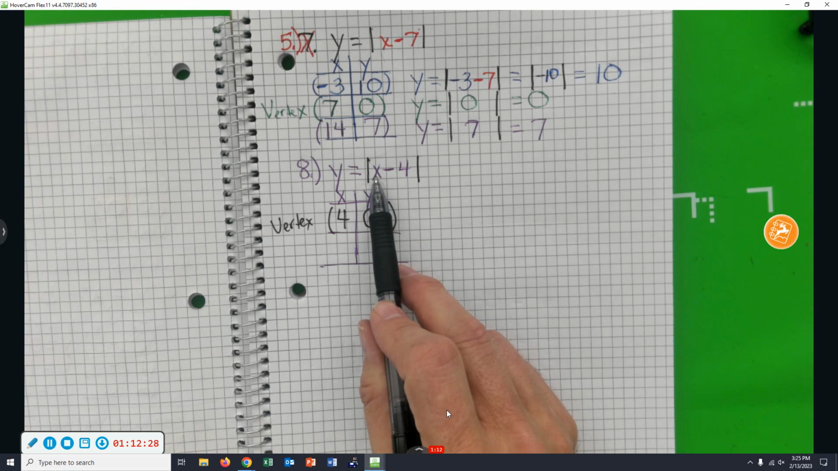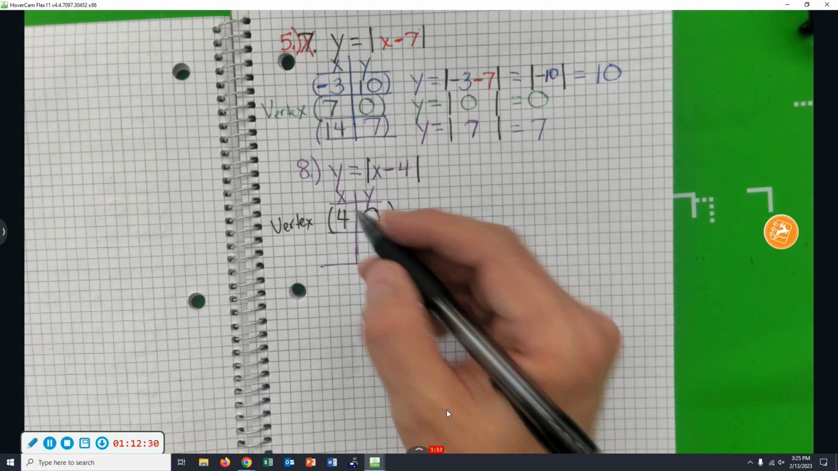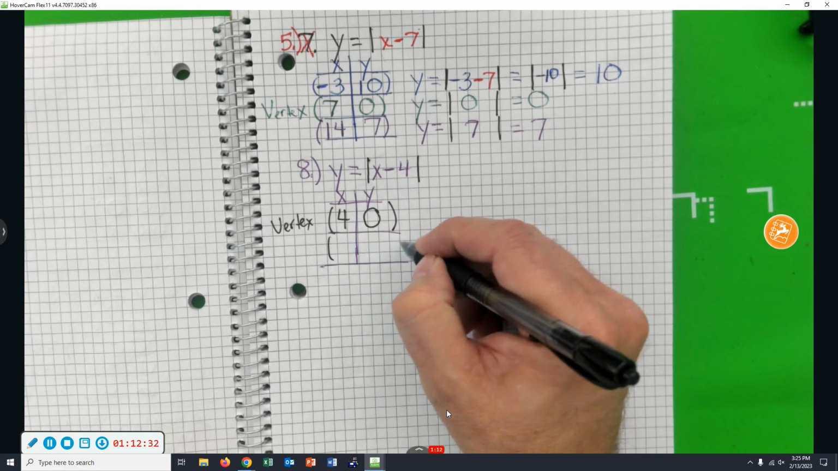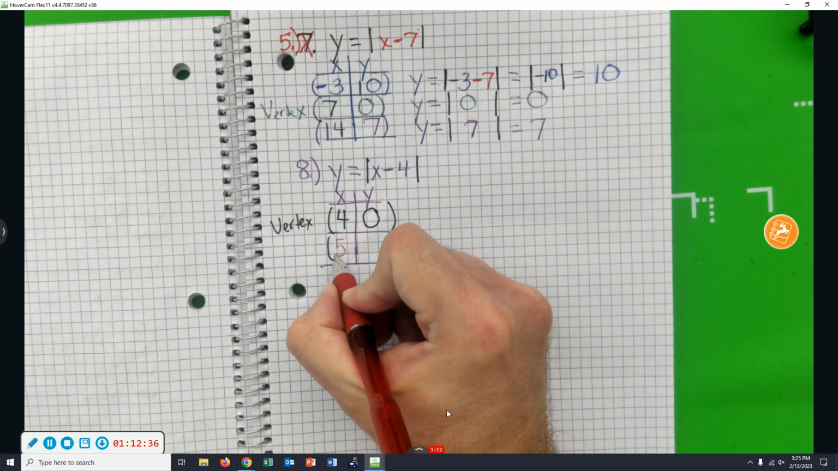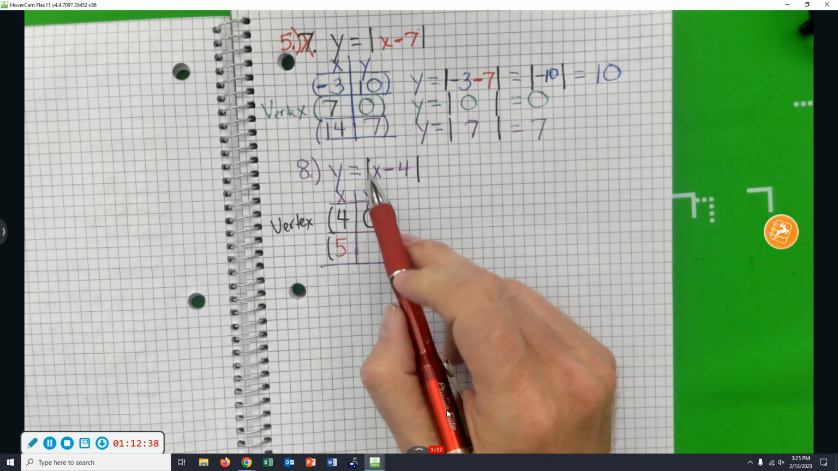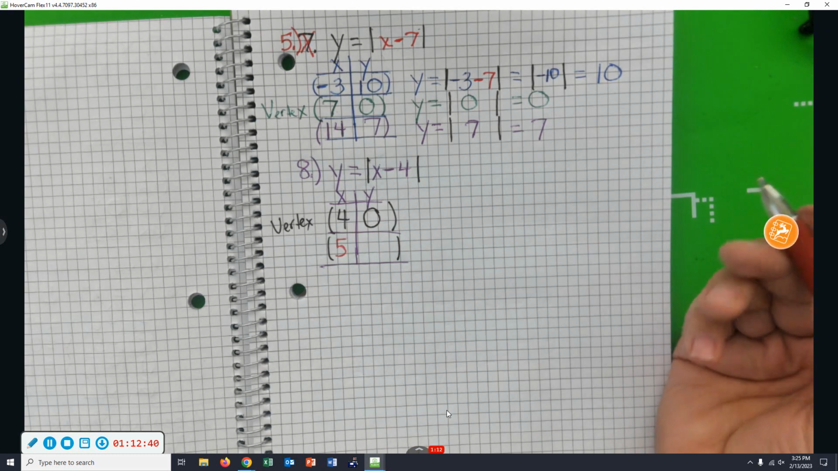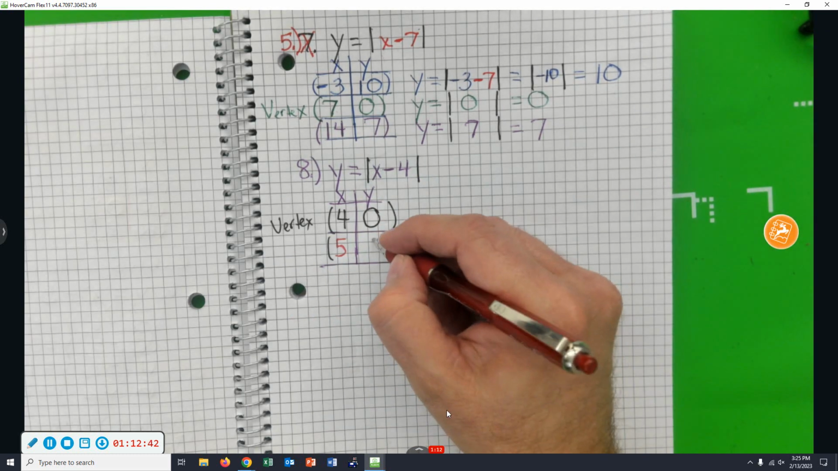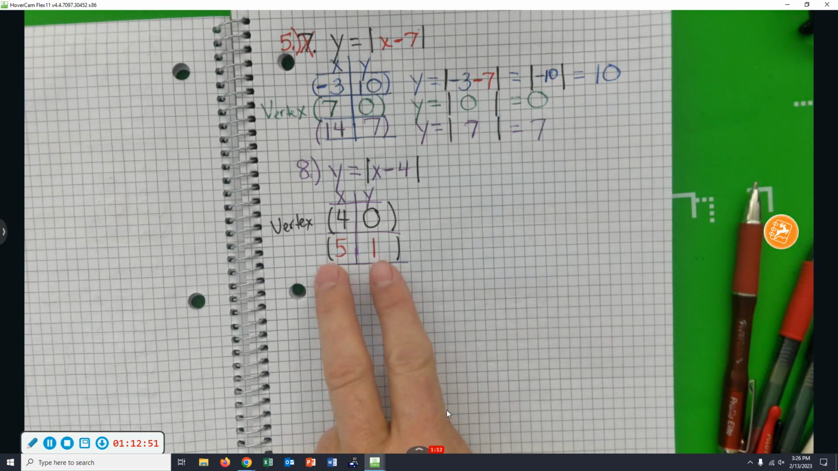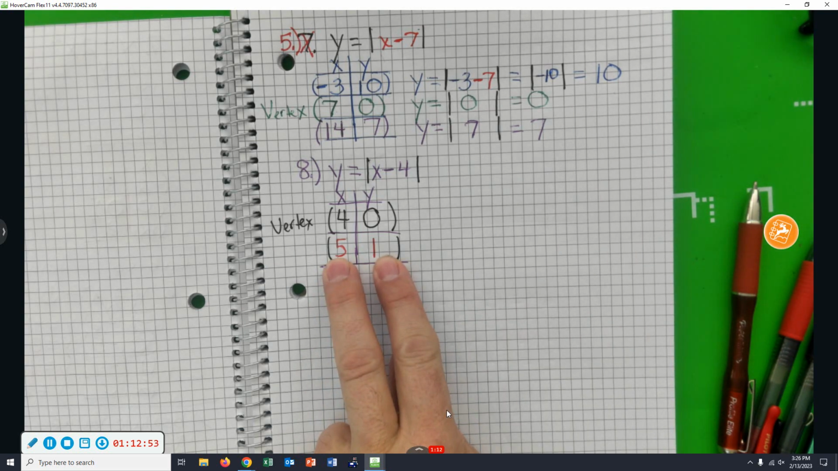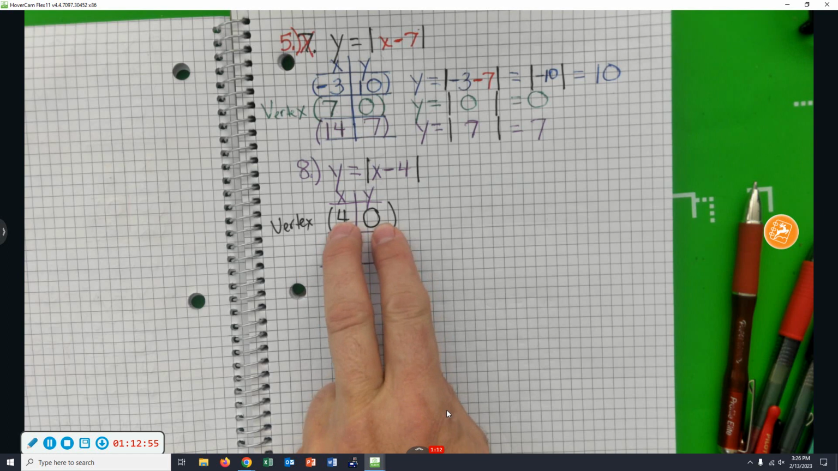If you look at doing the math, 5 minus 4. If I plug a 5 in for x, 5 minus 4 is 1. Okay, and the absolute value of 1 is 1. Now, this point was completely up to me. The vertex, no. I've got to plot that one.